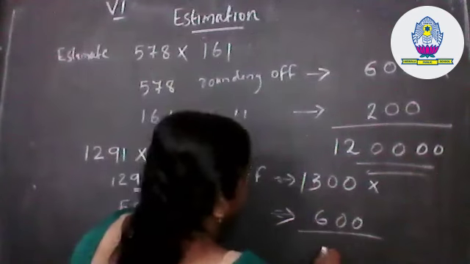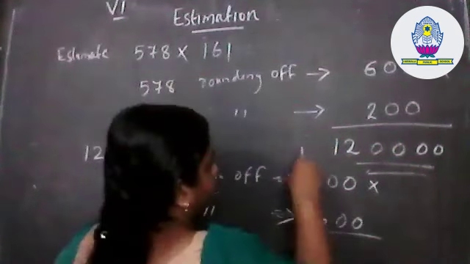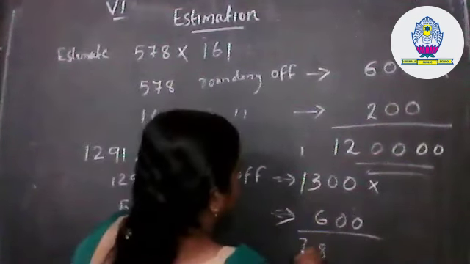3 into 6, 18, carry over 1. 1 into 6, 6, plus 1, 7.